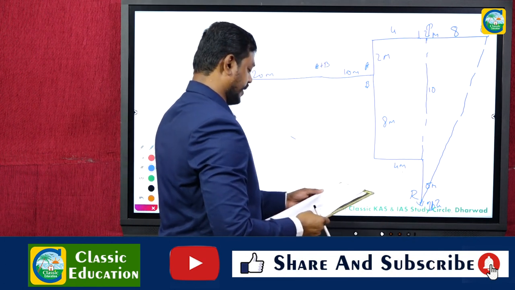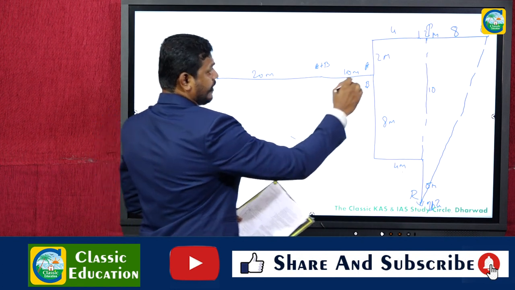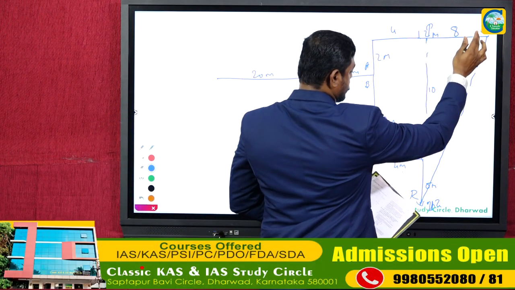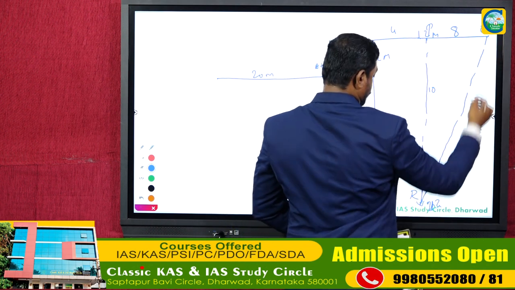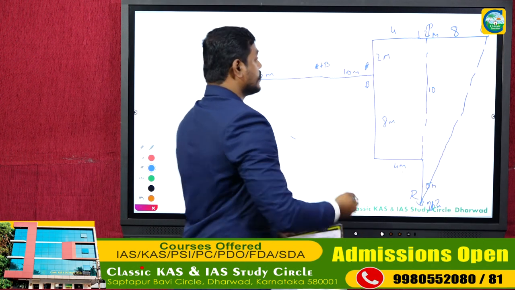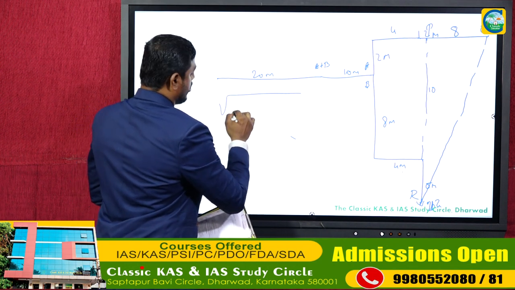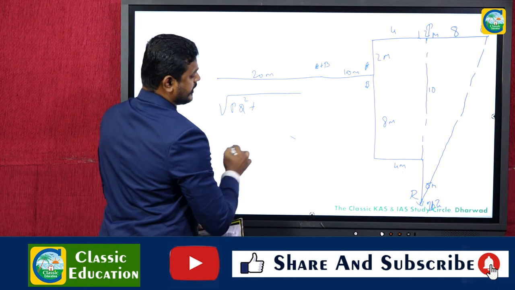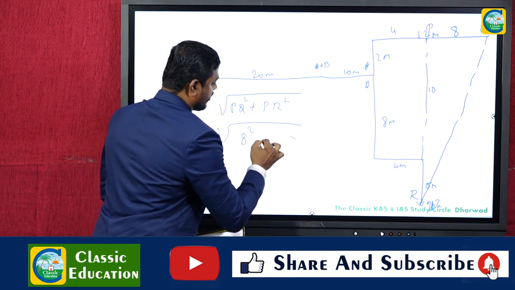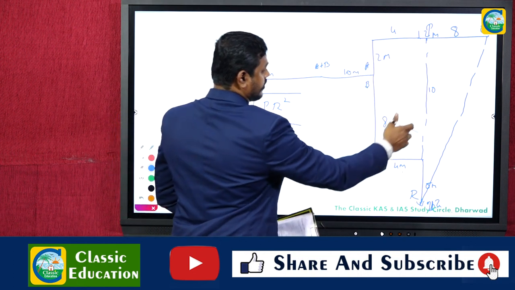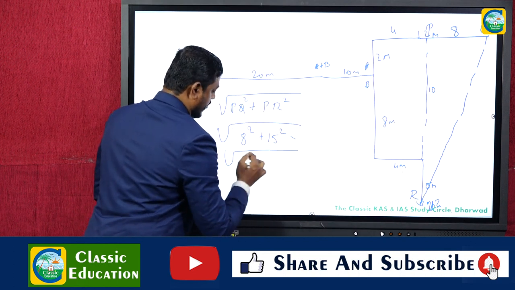So let me check here. We know PQ is 8 meters, and PR, we don't know the value of QR or RQ. So let me check here with the Pythagoras theorem: PQ square plus PR square. PQ is 8 square plus, here it is 10 plus 5, 15 square.